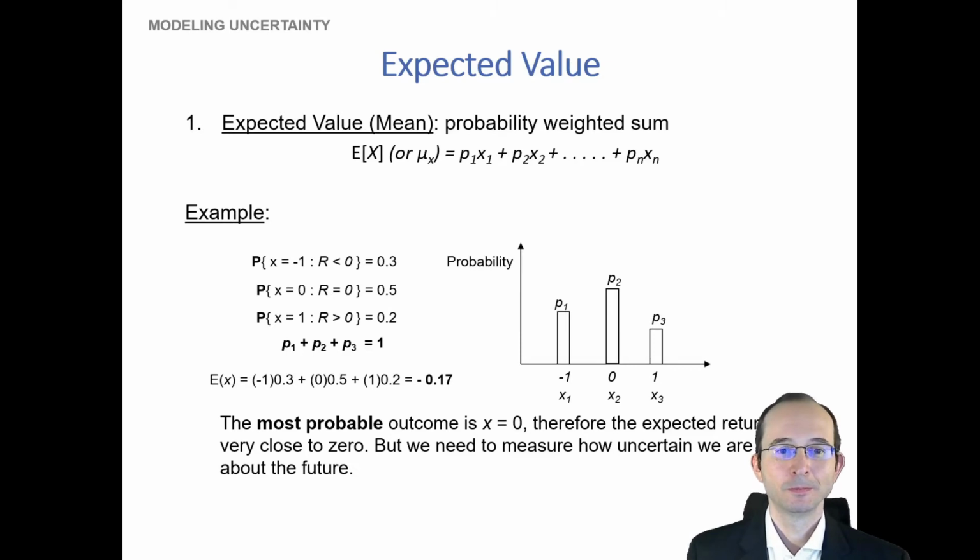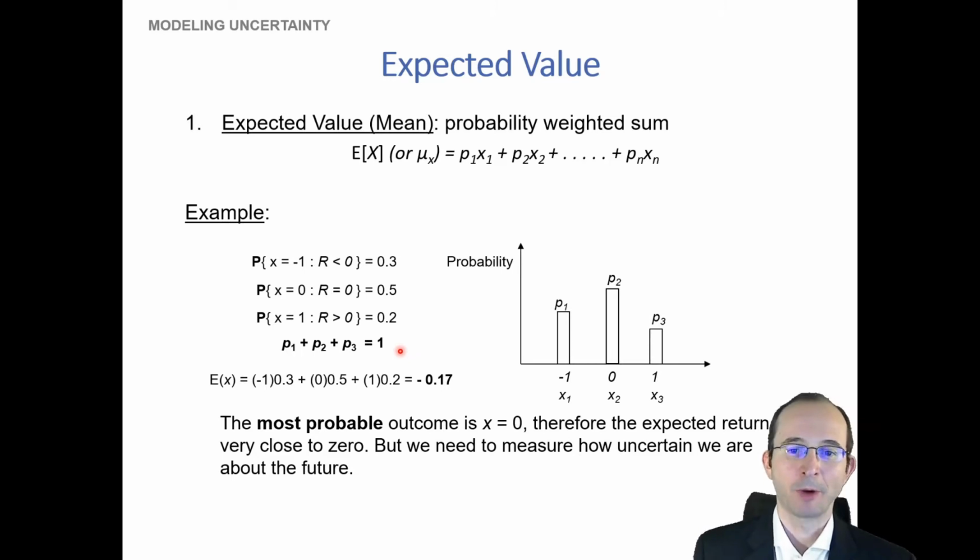So let's say that we've got our example of a random variable that can take on three values, -1, 0, and 1. Let's say the probabilities of those are 30, 50, and 20% respectively. Those probabilities add up to 1. What is the expected value of this variable?